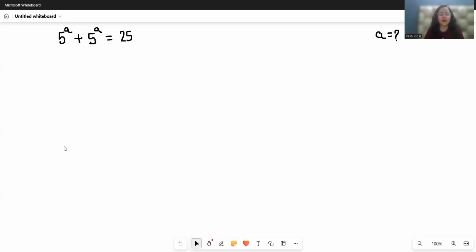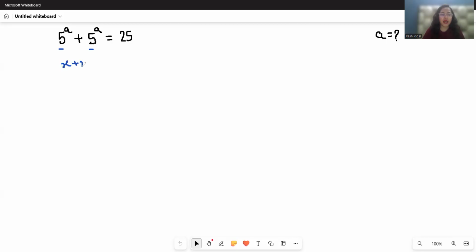Can we solve this exponential equation quickly without trial and error? So let's explore how. First, understand the equation: 5 power a plus 5 power a is equal to 25, and we have to find the value of a. So we have two identical terms, that is 5 power a plus 5 power a.